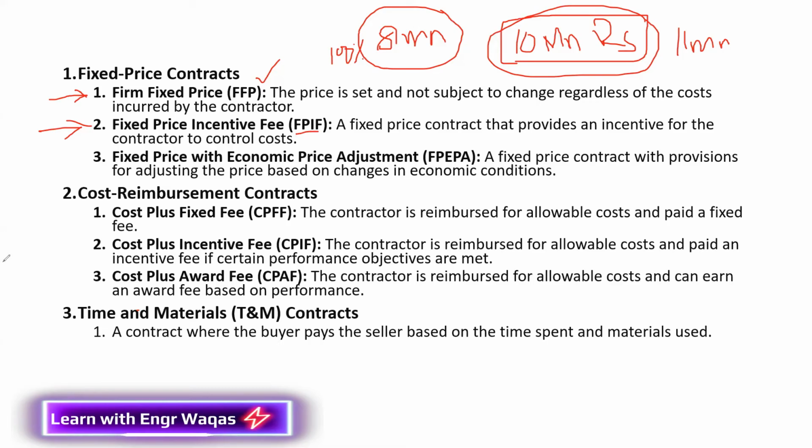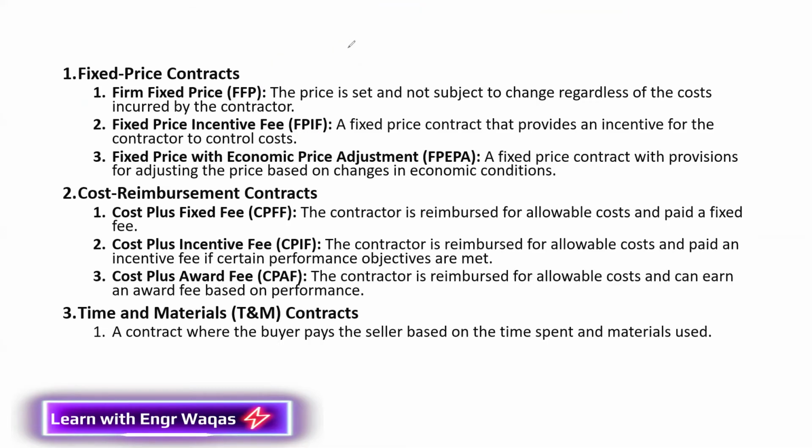Let's say you are going to make a deal with your service company, your seller, that they are going to give the services or construct a home. The fixed price is 10 million. This is fixed price, but on the successful completion of that project, you are going to pay an incentive fee. Let's say that would be 0.5 million, just to make him happy.